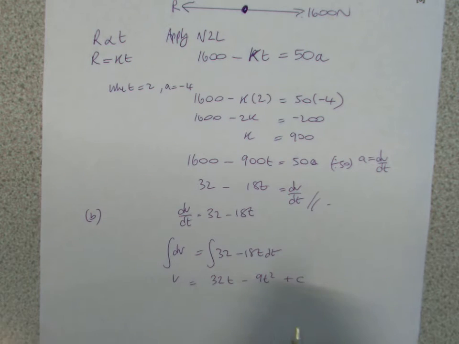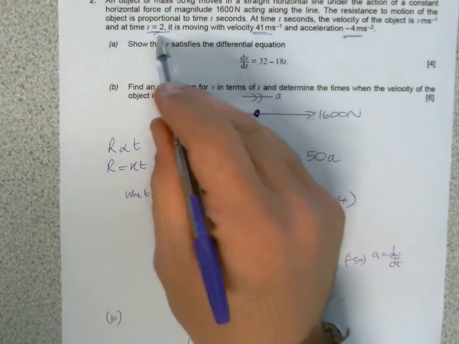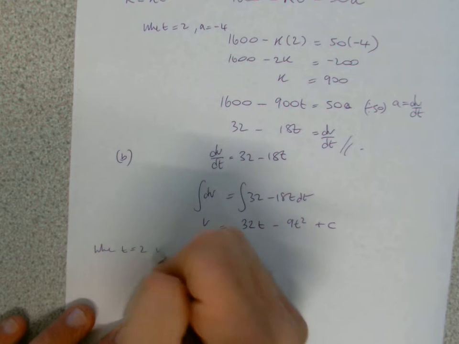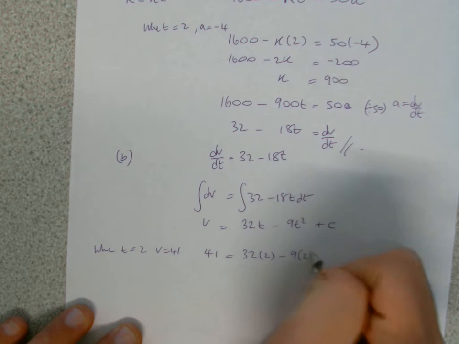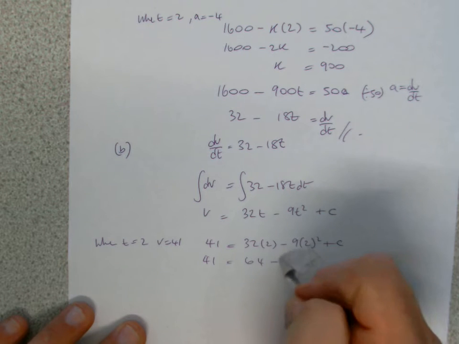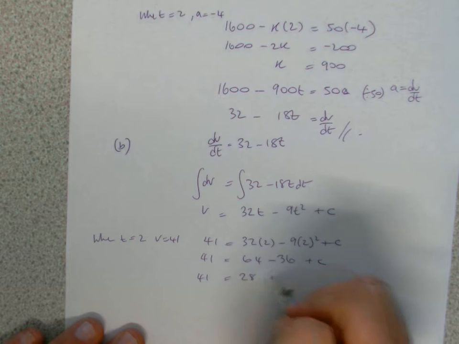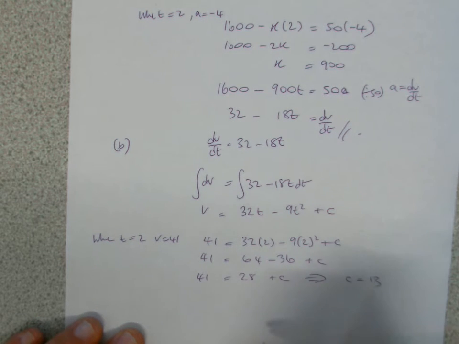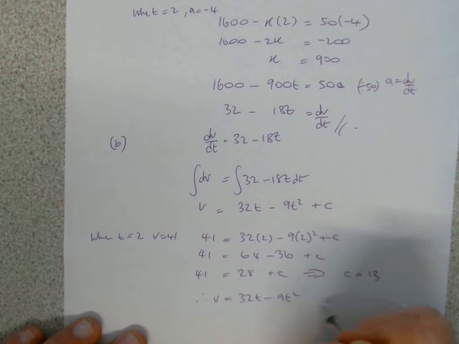Now that's not quite the expression that we want, because with an expression you need to have worked out what the constant is. But don't forget, if you go back to the initial information, when t is 2, velocity is 41. So 41 will equal 28 plus C, so that means C is 13. So you've worked out your constant, and therefore v equals 32t minus 9t squared plus 13.